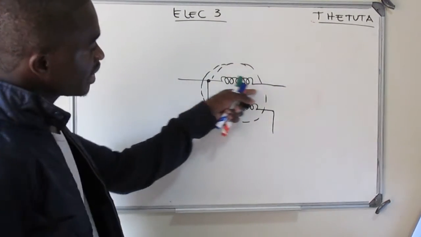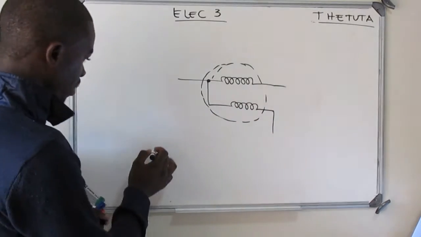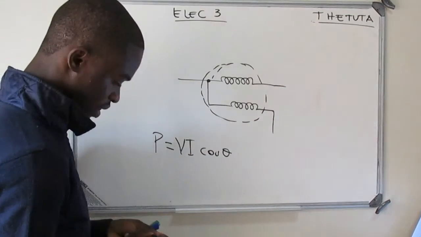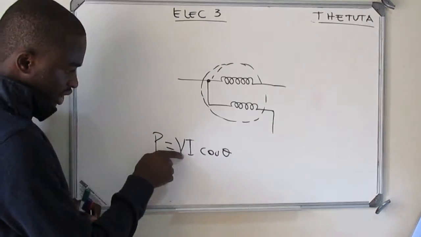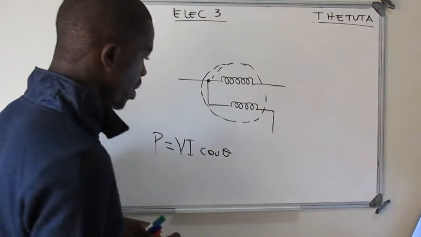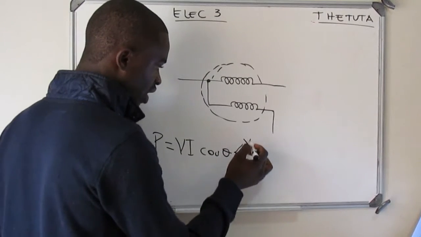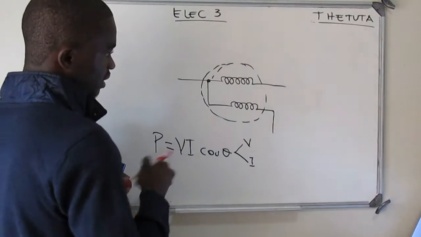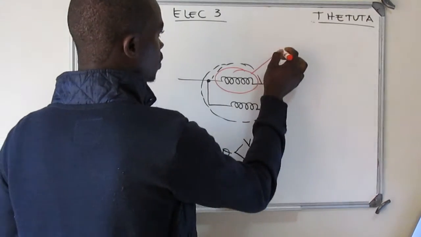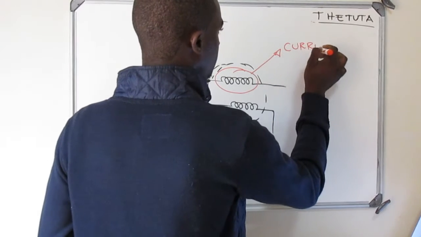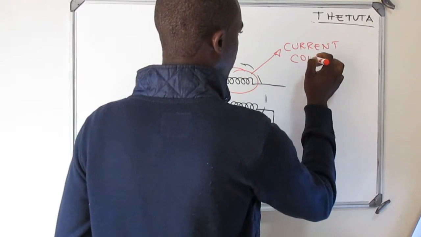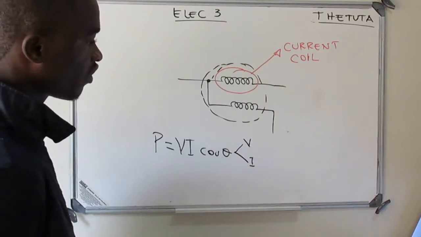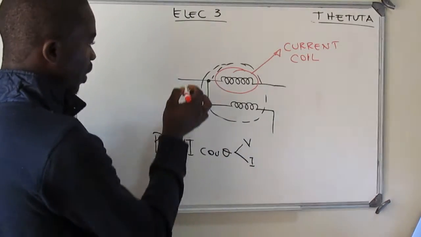So you have the current coil, because remember the power more often is all about VI and cos of a specific angle. Okay? So we're gonna have the voltage, current, and as well a given power factor. And this power factor is always the angle between the voltage and the current. So this coil here, we call it the current coil. And there must be a specific current that needs to flow in that coil in order for this wattmeter to read.